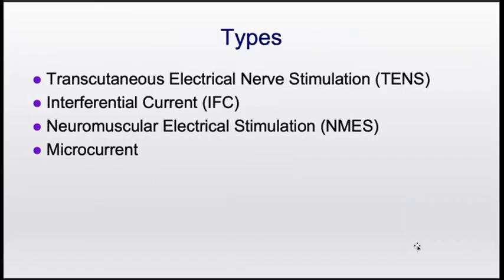These are the various types of electrical stimulation that we're going to discuss. We'll talk about transcutaneous electrical nerve stimulation, which is TENS, interferential current, which is IFC, neuromuscular electrical stimulation, which is NMES, and microcurrent, which might be a new concept to you.